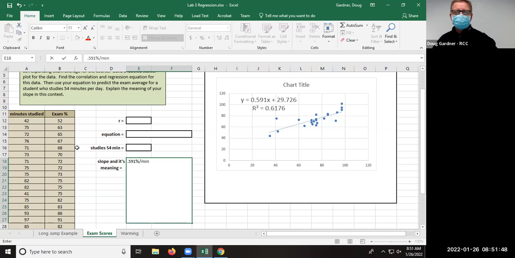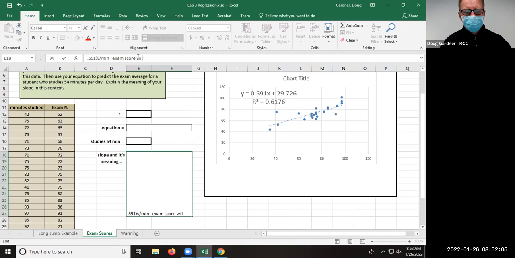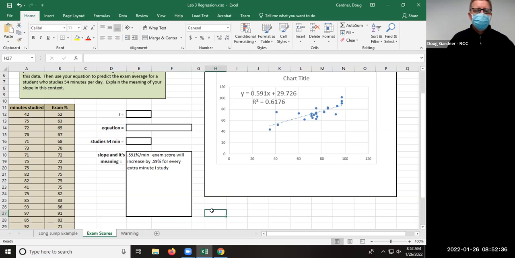Basically, what this is telling me is my exam score will increase by, I'll just round it off, 0.59% for every extra minute I study. So I'm giving you that one.